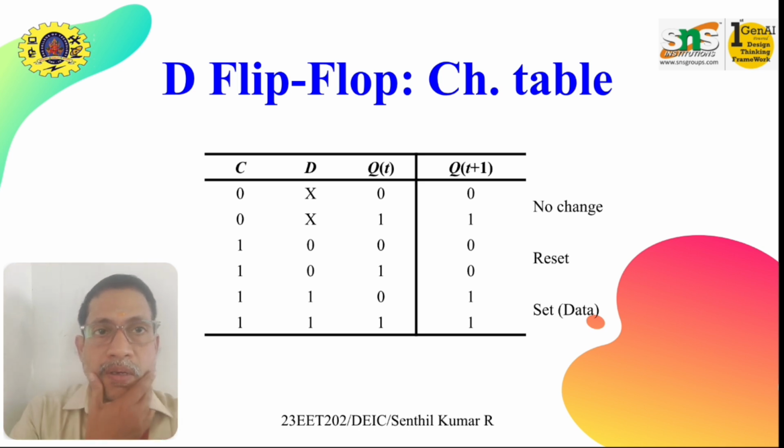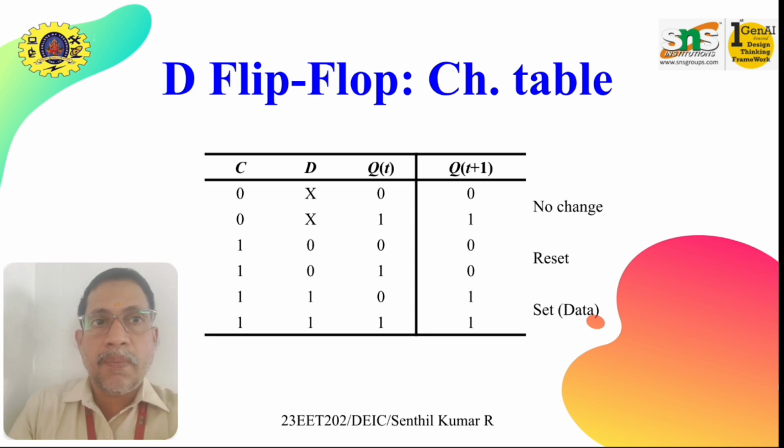Here again, C is your clock and D is your delay or data input. When the clock is 0, then the data input is a don't care condition, which is represented by the letter X. Therefore, whatever the present state is, it is assumed. If it is 0, the next state is 0. If it is 1, the next state is also 1. You mean the comment is nothing but no change.